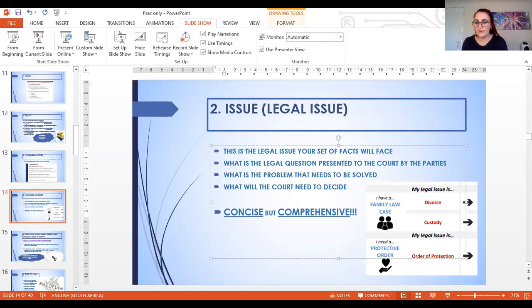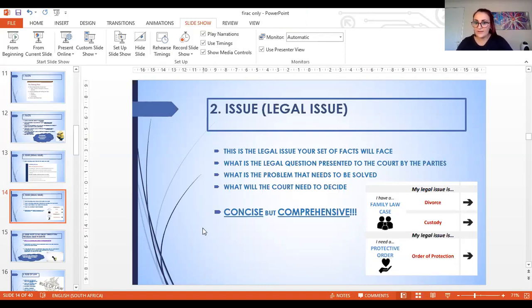What is the problem that needs to be solved? As I've indicated here, your legal issue is concise, but it must tell you exactly what the court needs to answer. So short and sweet. It doesn't need to be a whole long story, a whole long paragraph, not necessary. It must tell us though what the actual issue is.